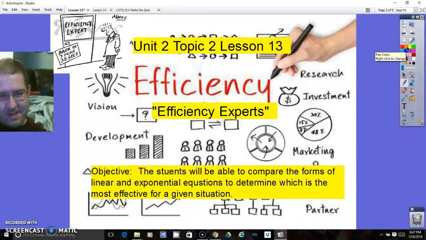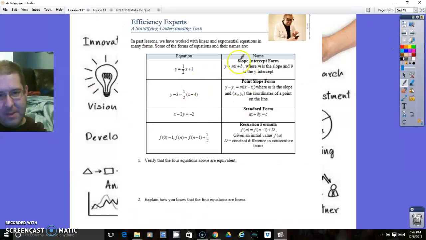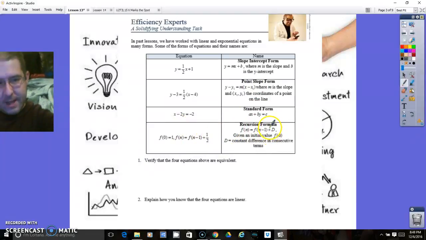So today's lesson, as I mentioned earlier, is about efficiency experts. We're going to look at these four different ways of writing linear equations. We've got y equals mx plus b, slope-intercept form, point-slope form, which you can see, y minus the given y equals slope times x minus the given x. We've got standard form, ax plus by equals c, and then we've got a recursive formula, which simply shows how one term relates to the next term.